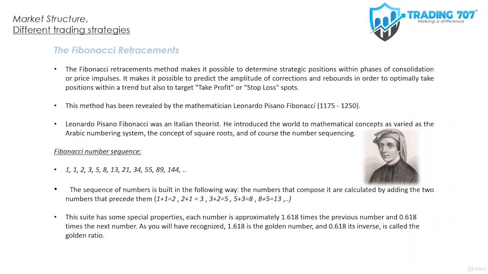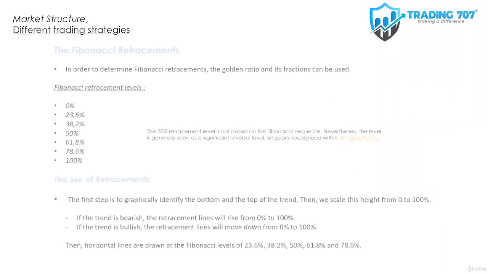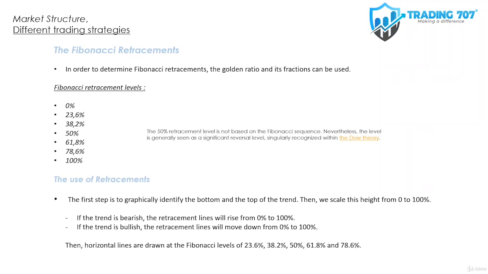This sequence has particular properties. Each number is approximately equal to 1.618 times the previous number and 0.618 times the next number. As you may have recognized, 1.618 is the golden number, and 0.618 its inverse. It is called the golden ratio. In order to determine Fibonacci retracements, the golden ratio and its fractions can be used.